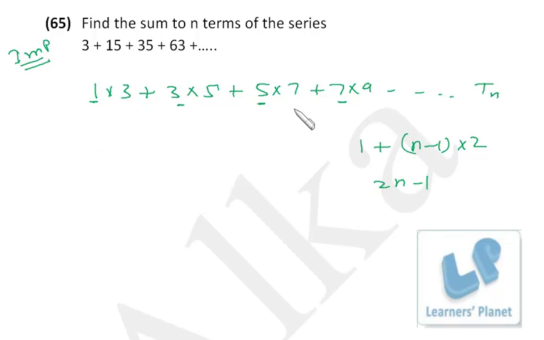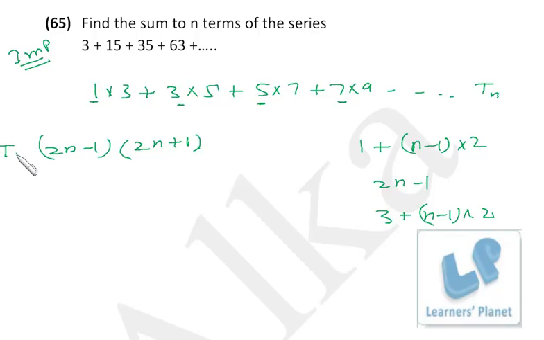So the nth term of 1, 3, 5, 7 is 2n minus 1, and the nth term of 3, 5, 7 is 3 plus (n minus 1) into d, so it is 2n minus 2, so 2n plus 1. Okay, so this is the nth term of the sequence: (2n minus 1) into (2n plus 1).